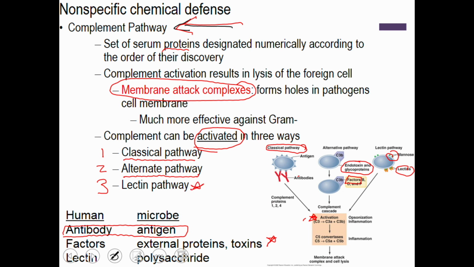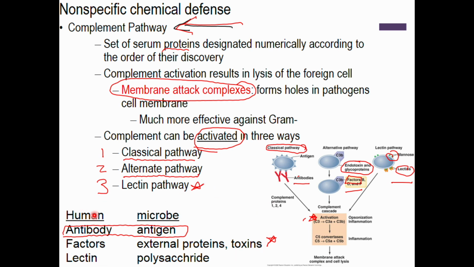Okay, so now we know how they're activated. In other words, your body has antibodies, it has factors, and it has lectins, and if they bump into a particular pathogen that has a complementary binding site, such as mannose for lectins, glycoproteins for the factors, and antigens for the antibodies, either one of these steps will then activate the complement cascade. That's what we're talking about, activation. So we just talked about activation in three different ways: classical, alternate, and lectin. And that's summarized down here as well.